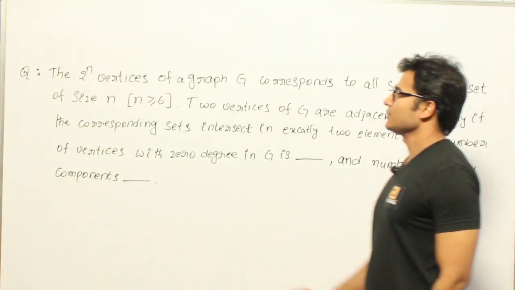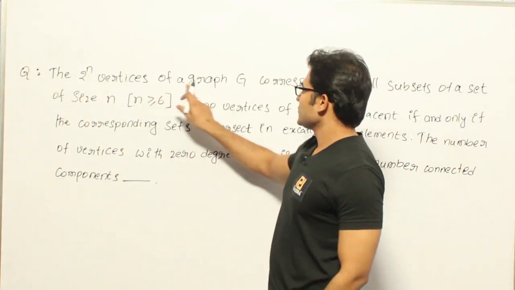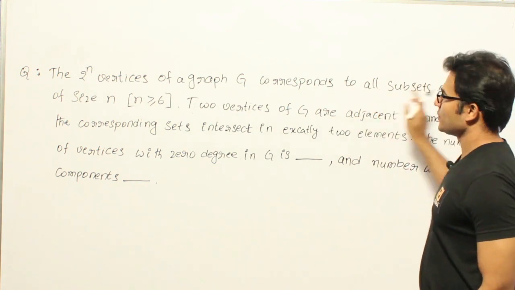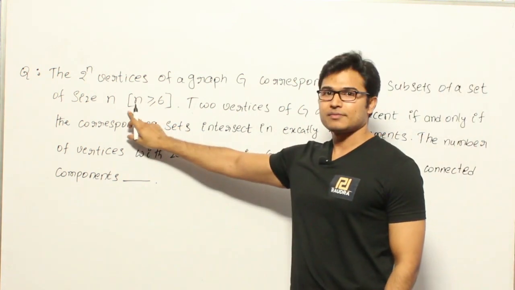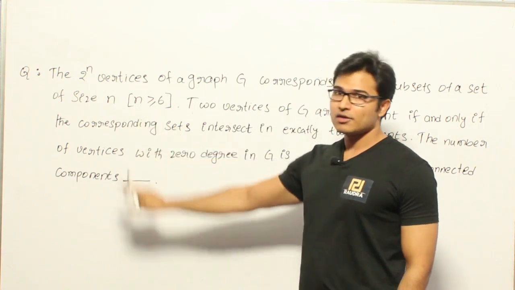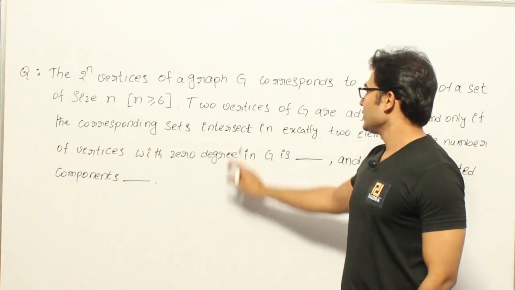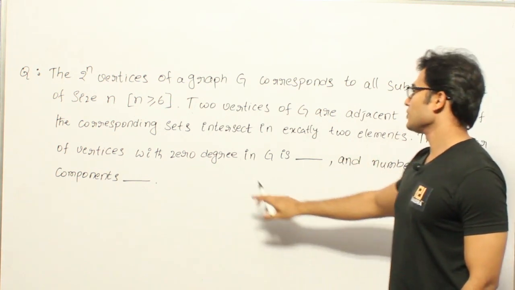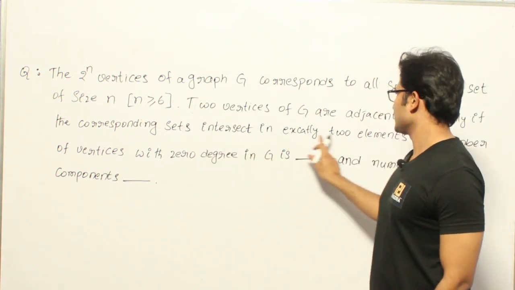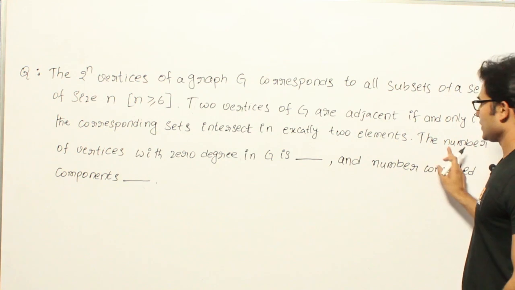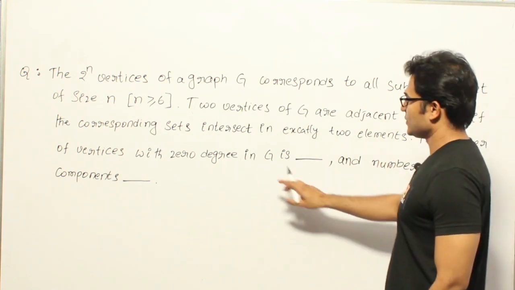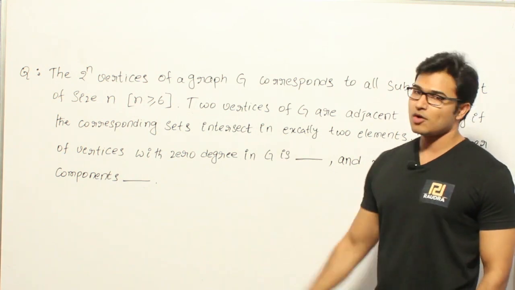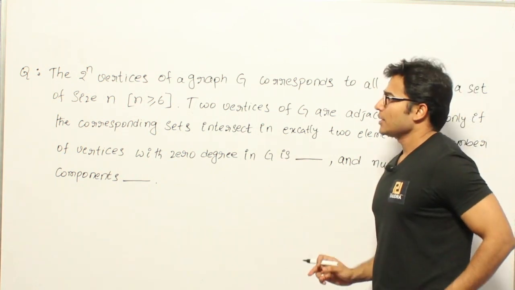Now let's see this question. The 2 power n vertices of a graph G correspond to all subsets of a set of size n, such that n is greater than or equal to 6. Two vertices of the graph G are adjacent if and only if the corresponding sets intersect in exactly 2 elements. The number of vertices with 0 degree in G is dash, and the number of connected components is dash. So they are asking about this.